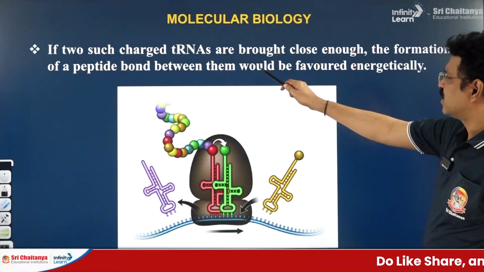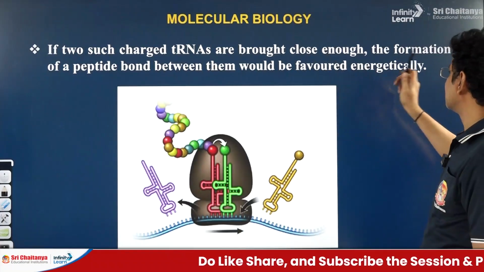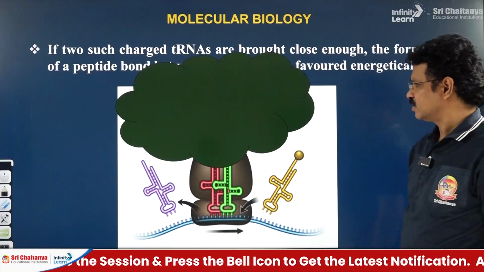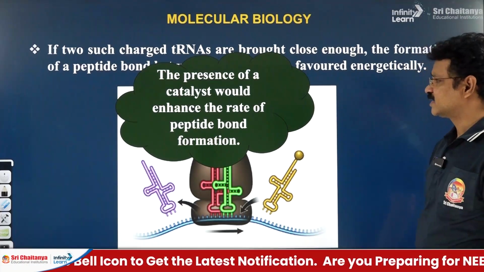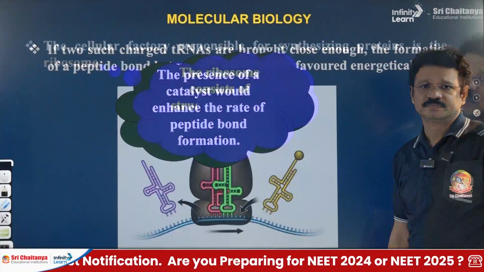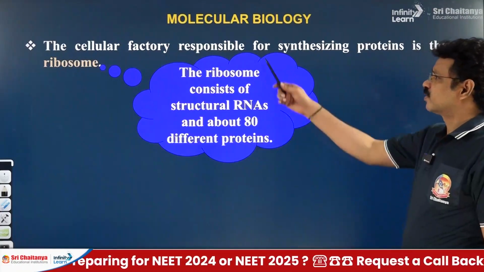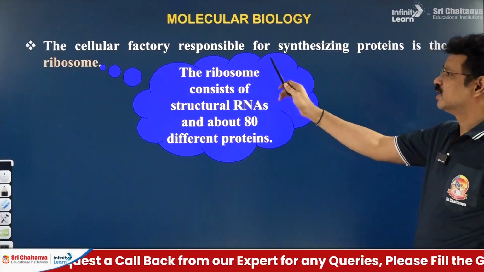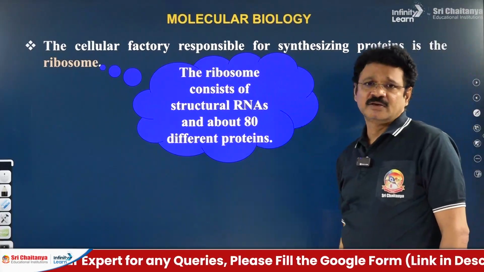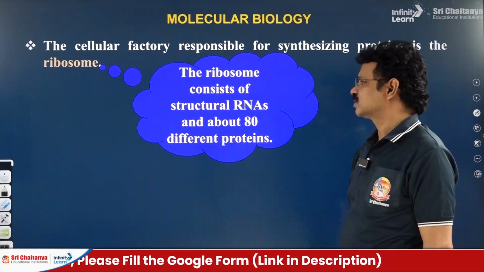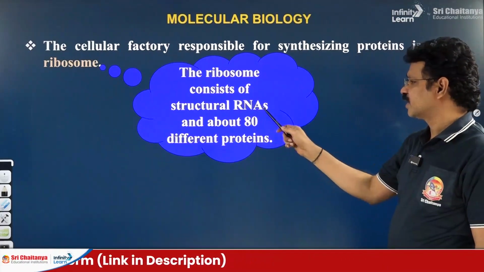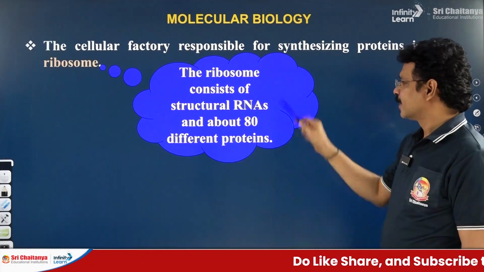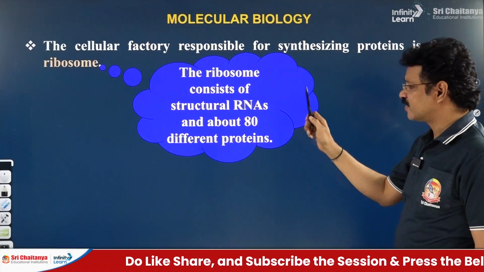If 2 such charged tRNAs are brought close enough, the formation of a peptide bond between them would be energetically favored. The presence of a catalyst would enhance the rate of peptide bond formation. The ribosome, a cell organelle, plays a very important role and is responsible for protein formation. Hence, the nickname of the ribosome is the cellular factory for protein synthesis. Within the ribosome there is also a kind of RNA, called structural RNA or rRNA. The ribosomes are made up of 80 different types of proteins.